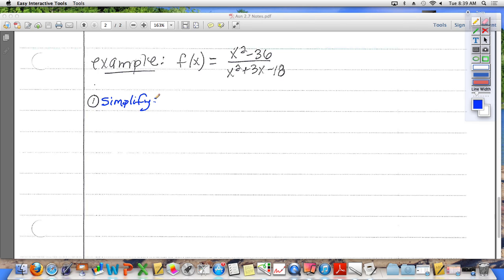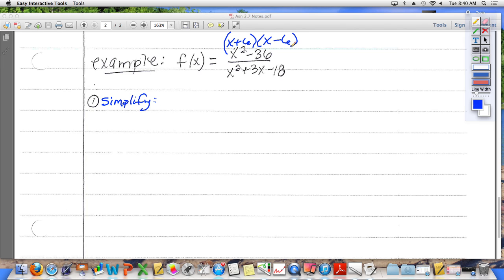When you simplify, that means you need to factor the top and the bottom. So what does the top factor to? We have the difference of squares. x squared is a perfect square, so is 36. So we have x plus 6 and x minus 6.